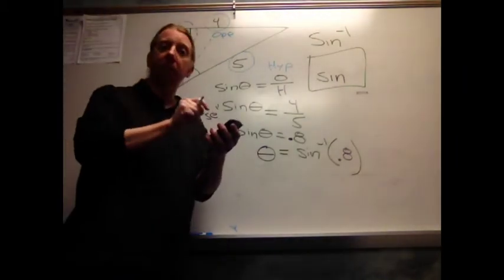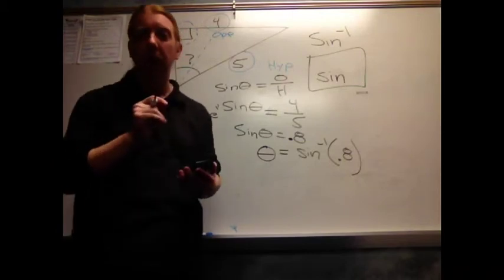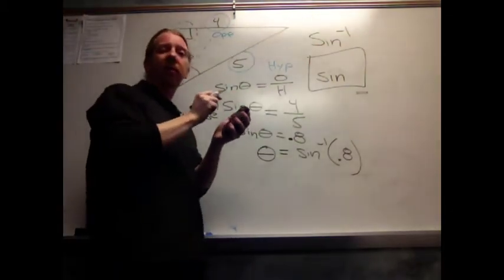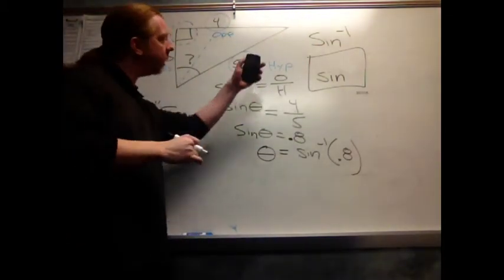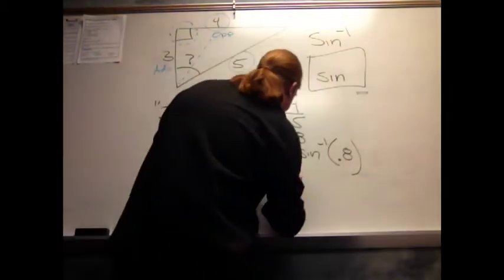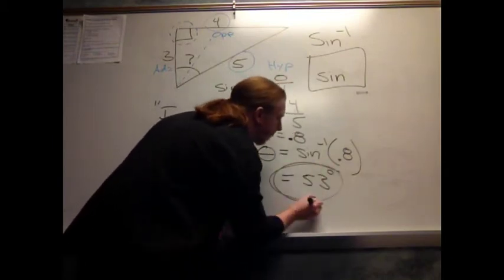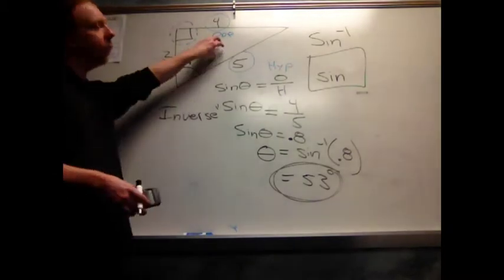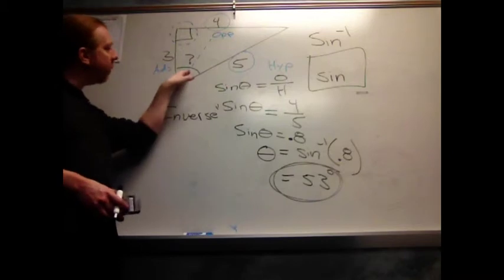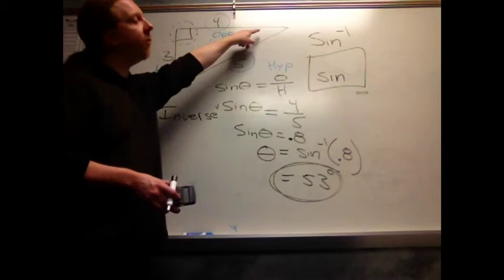So I have to push the second function button, or the shift button, whatever button takes me up into that level. It's usually the same color. So if this is in white and this is in blue, then there'll be a blue button that says second function, which will kick me up to that level. I tell it to do the second function of sine, and this returns to me an angle of 53 degrees. So that tells me that in this 3, 4, 5 triangle, this angle right here is going to be 53 degrees.